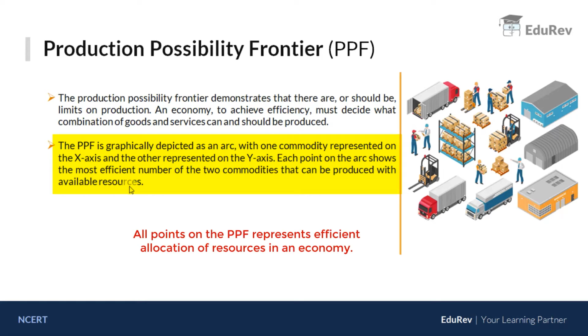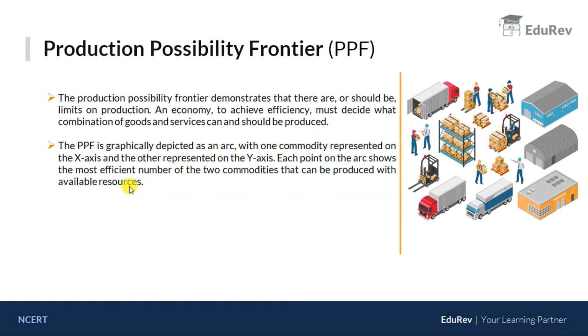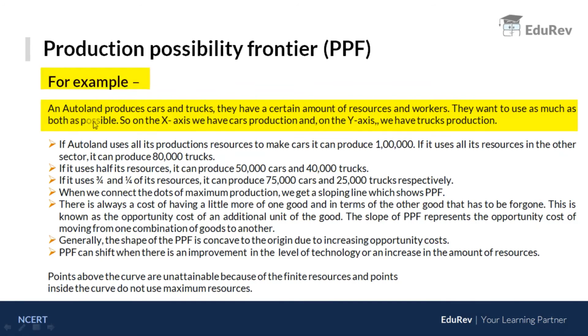What does that mean? It means that all the resources have been used, and after using all the resources, what is the maximum possible amount of goods and services that can be produced in the economy? So let's see with the help of an example. Autoland produces cars and trucks, and they have a certain amount of resources and workers.